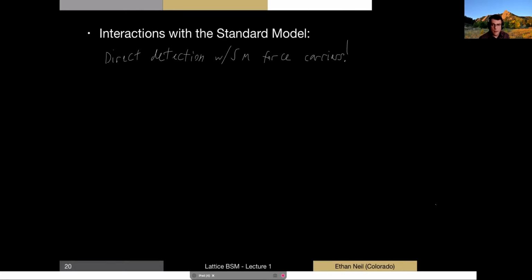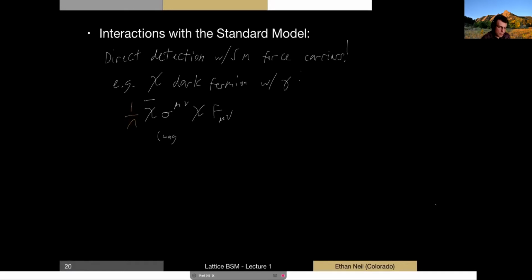Okay. So I'm not going to go into too much detail over this, but for example, if I wanted the interaction of a chi dark fermion with the standard model photon, there's a variety of operators I can write down to accomplish that. So chi bar sigma_{mu nu} chi F^{mu nu} turns out to be the lowest dimensional one. This is 1 over lambda. That's the magnetic moment operator.